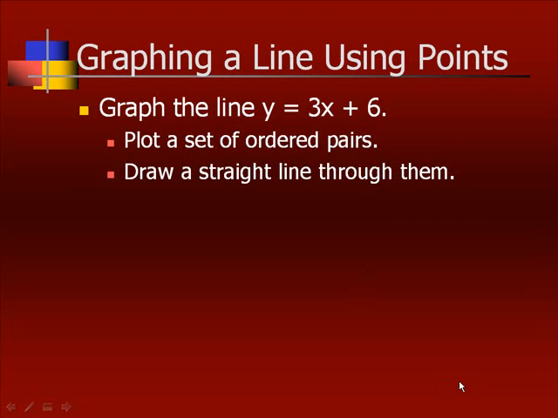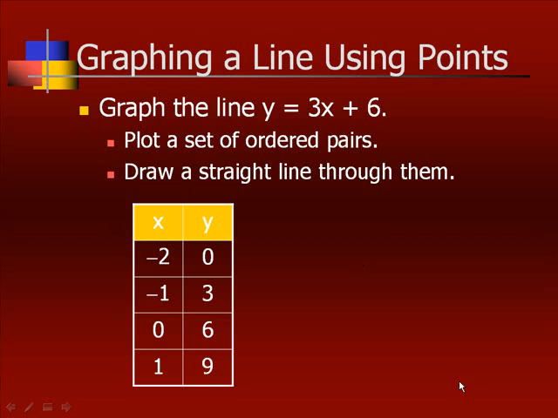So if we were going to graph the line y equals 3x plus 6, we're going to plot a set of ordered pairs and draw a line through them. Now remember, because this is linear, the graph will have to be a straight line. So the first thing we're going to do is find some ordered pairs. Now we have just randomly chosen x is negative 2, x is negative 1, x is 0, and x is 1. To find the y values, we take these x values and plug them in.